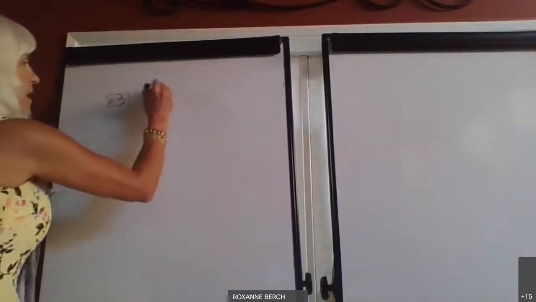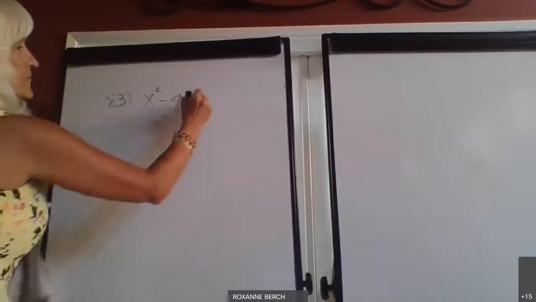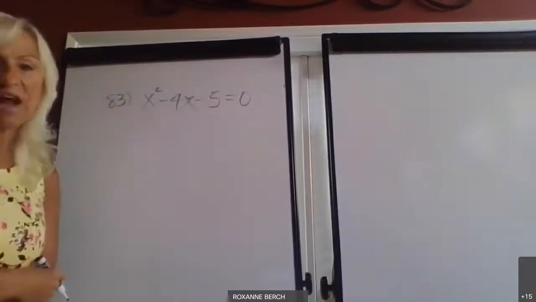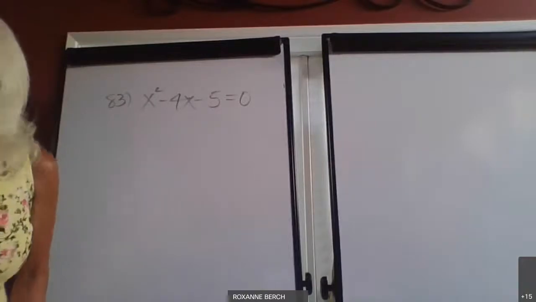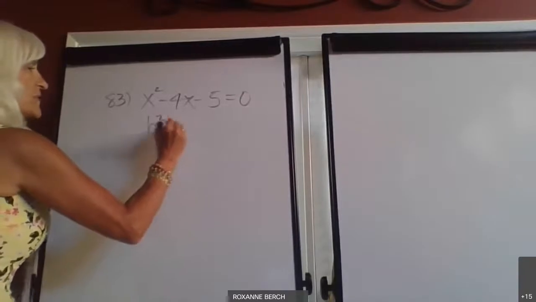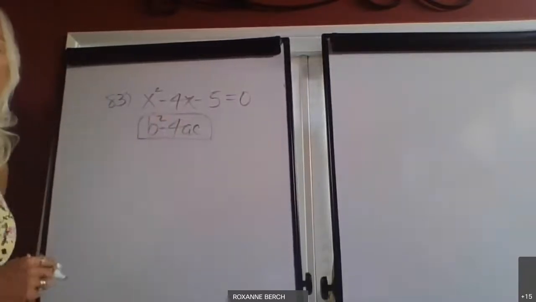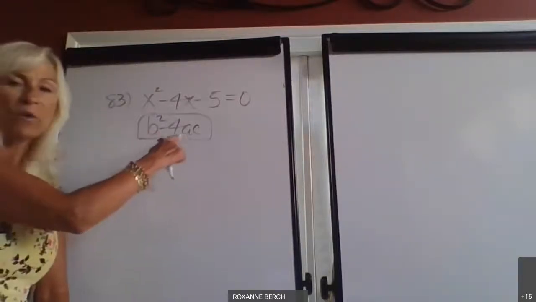Okay, so you have x squared minus 4x minus 5, set equal to 0. This is a quadratic, and it's like, what do they want from us? So they're saying compute the discriminant. So right away, you're going to write down the discriminant. The discriminant is what's under the radical of the quadratic formula. Remember, x is equal to negative b plus or minus square root b squared minus 4ac.